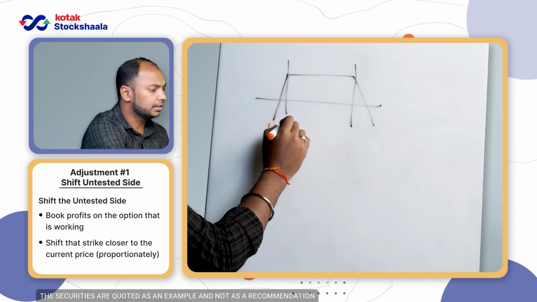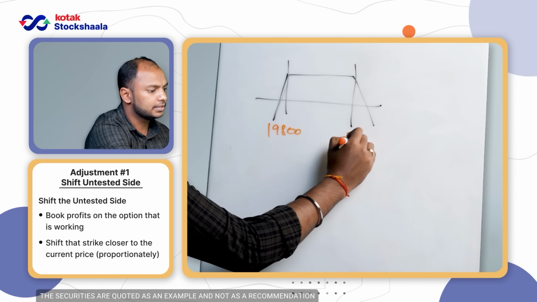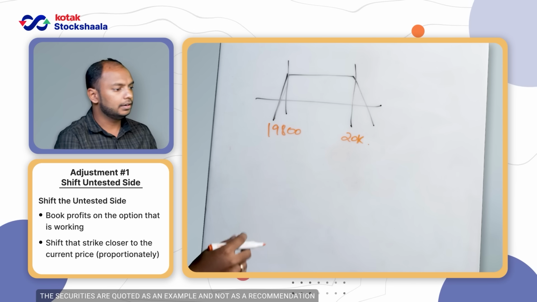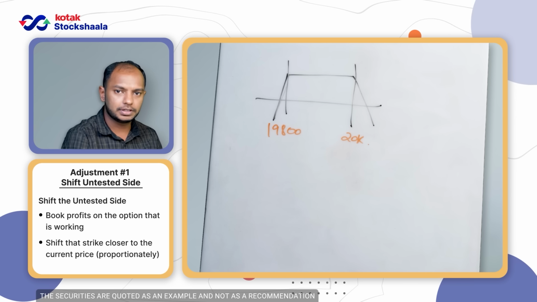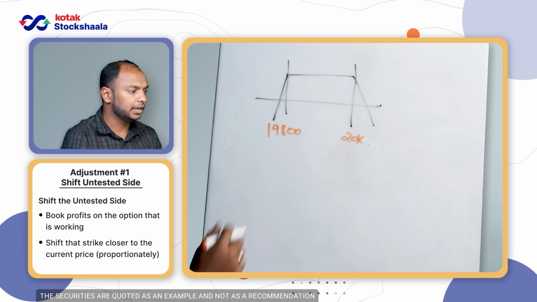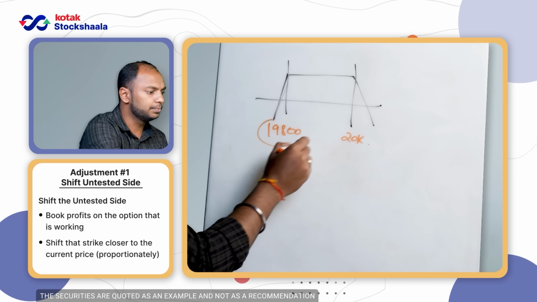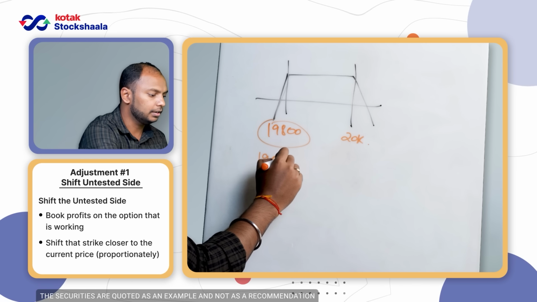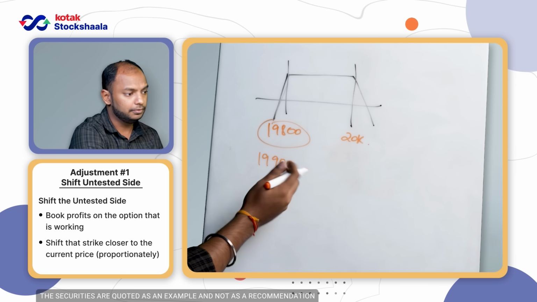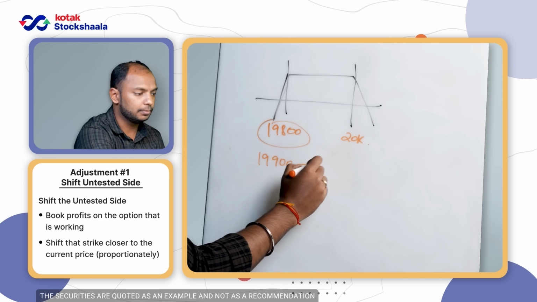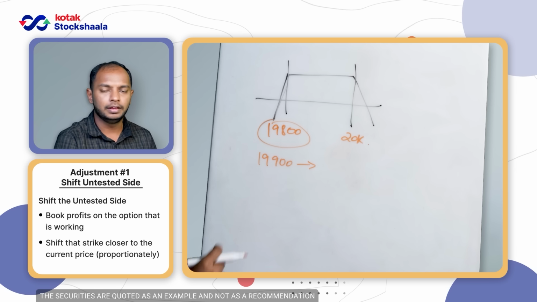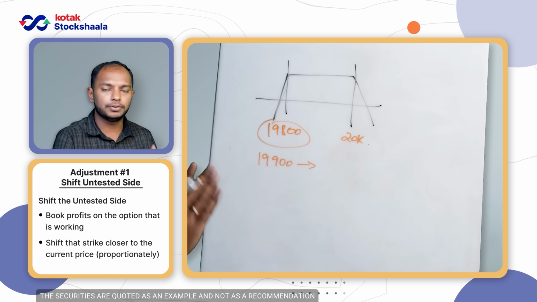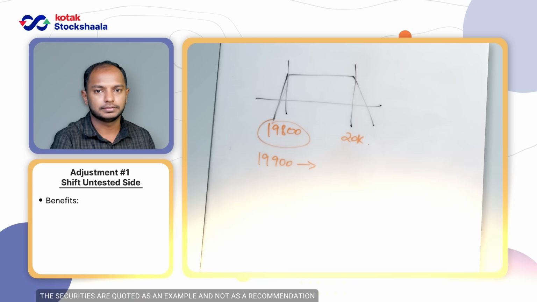Let's say this is 19,800 and this is 20,000. And if the market starts moving in the positive direction and you want to make an adjustment, then what you can do is book profits on the 19,800 and probably shift it to 19,900 or even 20,000 depending on how much the market has moved on the positive side. But remember, this shift should always be done proportionately.